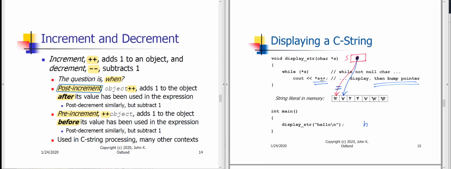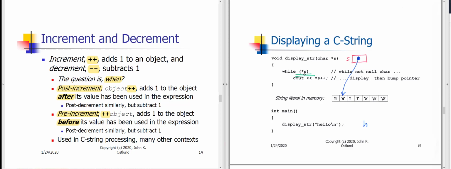Here, the order of evaluation for a post-increment is that the increment occurs after the value of s, that is, after the pointer to h has been used in the expression. So we're incrementing s, but that's not happening until after s has had the star applied to it to get the h that the s is pointing to. So h is displayed, and then we post-increment s so that s is now pointing at e. Continuing on with this, we're going to go back up to the test expression in the while loop.